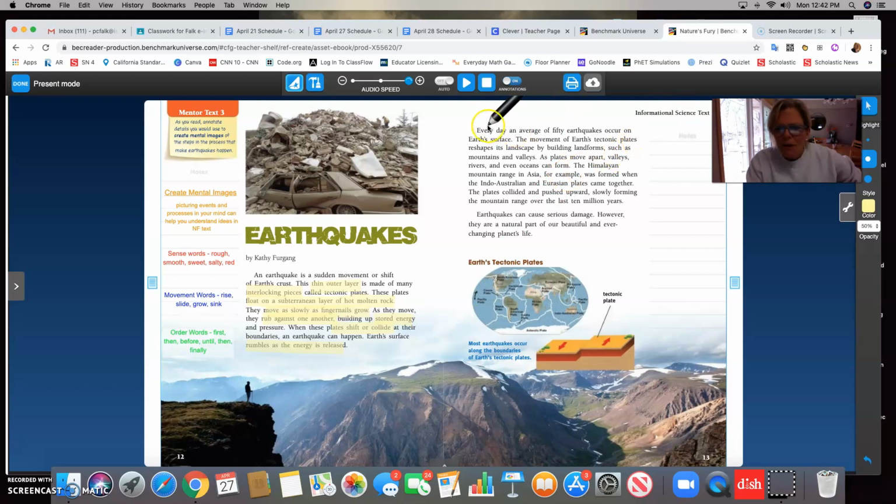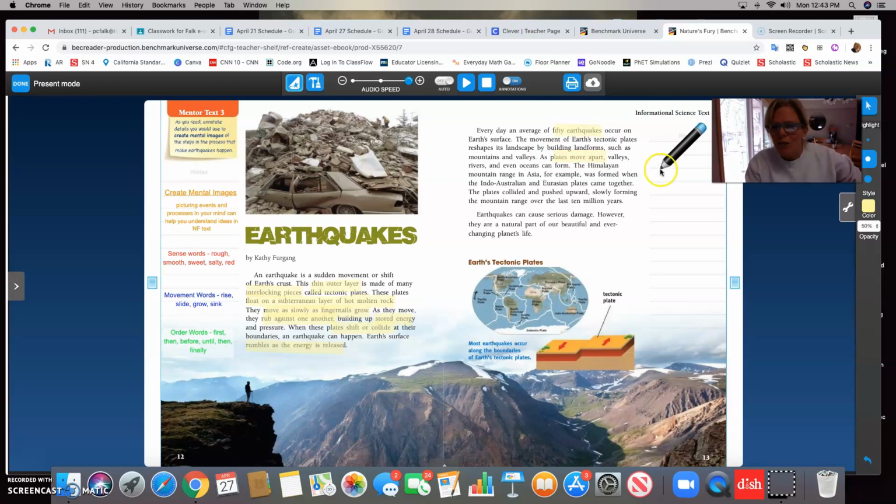Let's see up here, every day an average of 50. That's kind of a good piece of just good detail. Movement of Earth's tectonic plates reshape its landscape by building landforms such as mountains and valleys. As plates move apart, valleys, rivers, and even oceans can form.